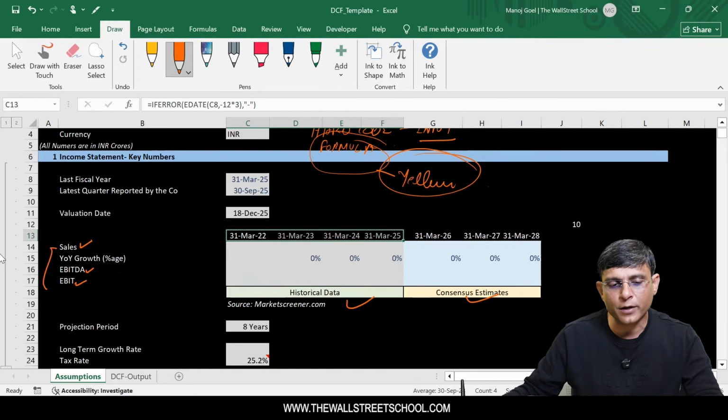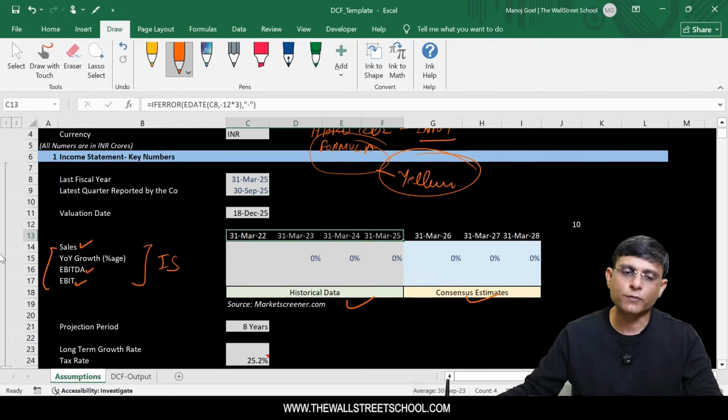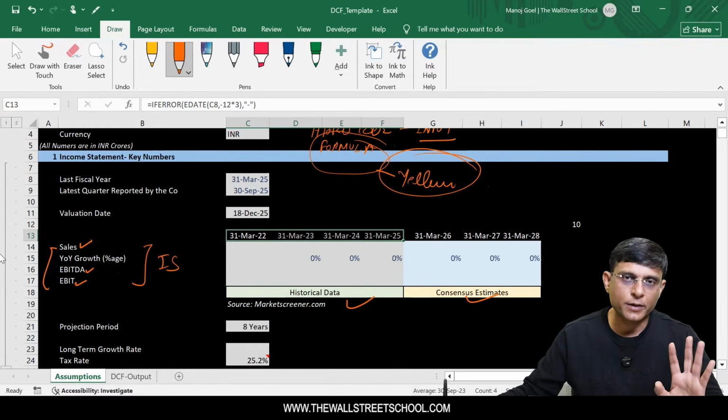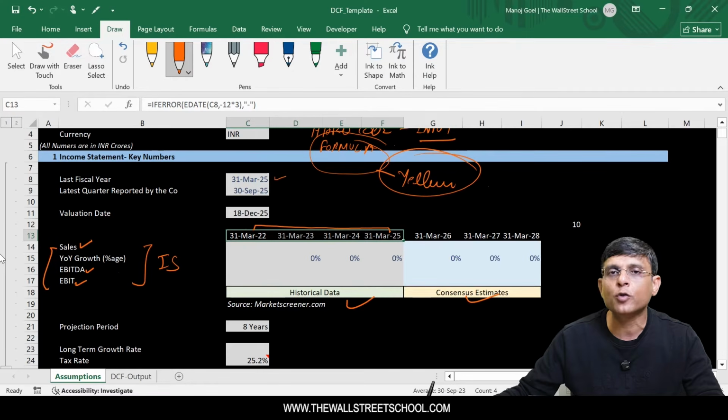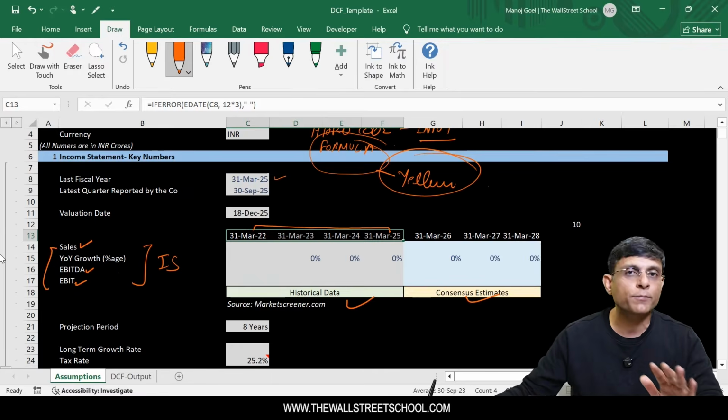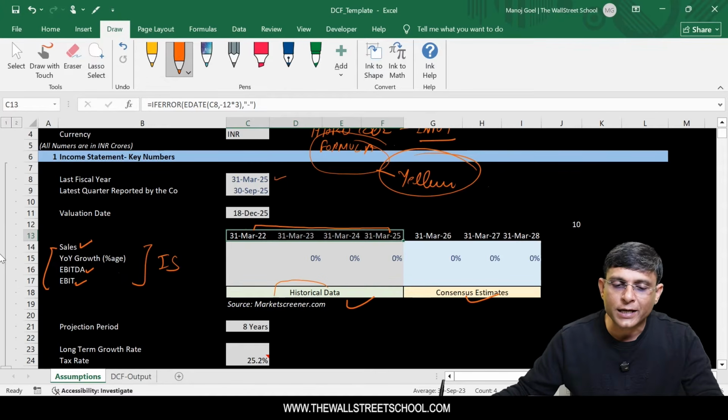These are the three important numbers coming from the income statement, the P&L account of the company: Sales, EBIT and EBITDA. That's it. And you can see my last reported year is 31st March 25, so I am taking the last 4 years of historical data, starting from March 22 and ending on March 25. This is the actual data the company has reported. That's why I'm calling this historical data. So I'll provide the sales number, EBIT number, and EBITDA number for all 4 years.